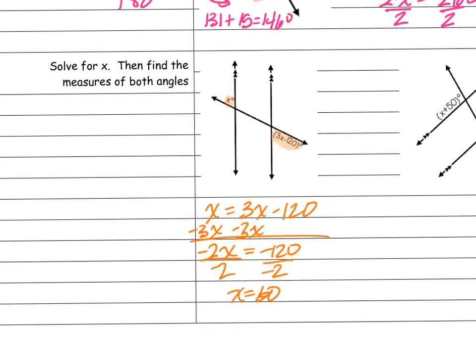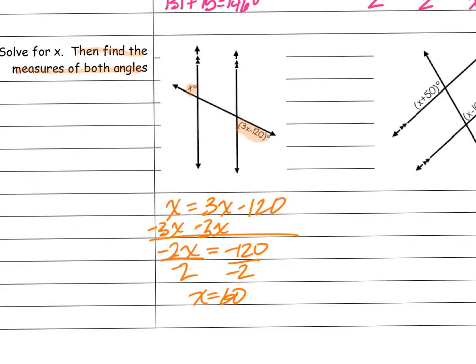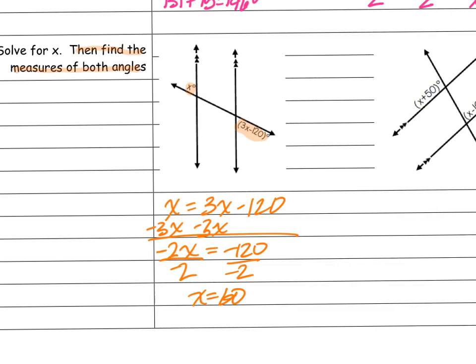So I want to look at my directions because it says solve for x, but then it says find the measures of both angles. So this is one that we were talking about. I'm not only solving for x, I actually do have to find the measures of the angles. Before I was just checking to make sure I was doing it right, but this one actually says I have to find the measures of the angles. So this one is just 60 degrees because it's just x.